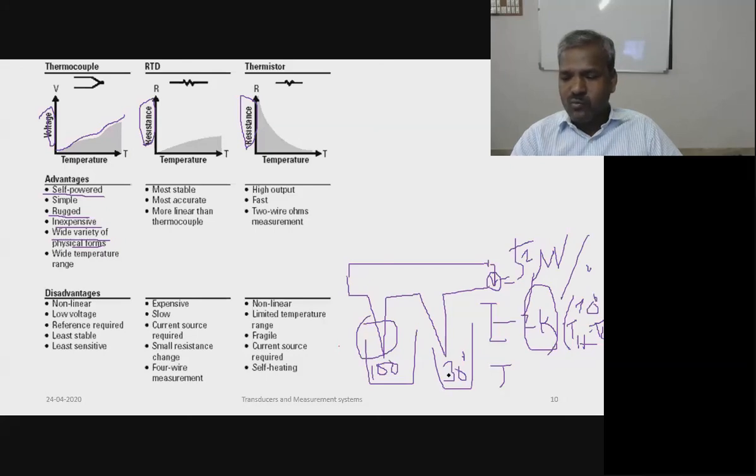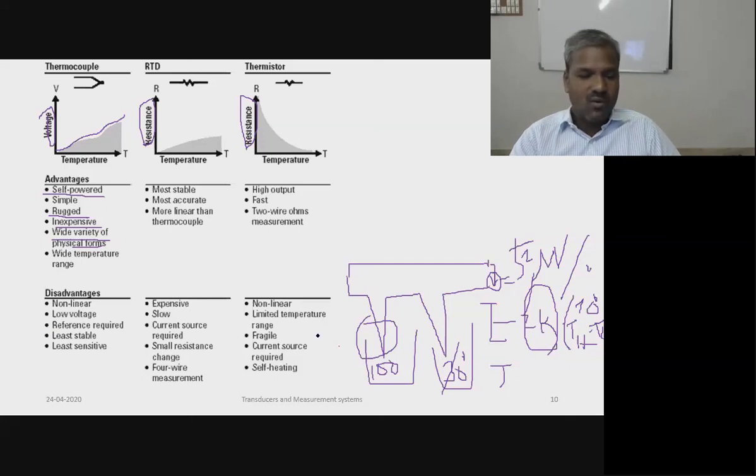Suppose this room temperature varies. Normally the room temperature is not constant across the year. In the summer season the temperature is nearly 50. In the winter season the temperature is less than 15 degrees, 10 degrees. If you go to Udhagamandalam or Ooty, there will be minus degrees also. So if the cold junction temperature varies, it will affect the measurement.